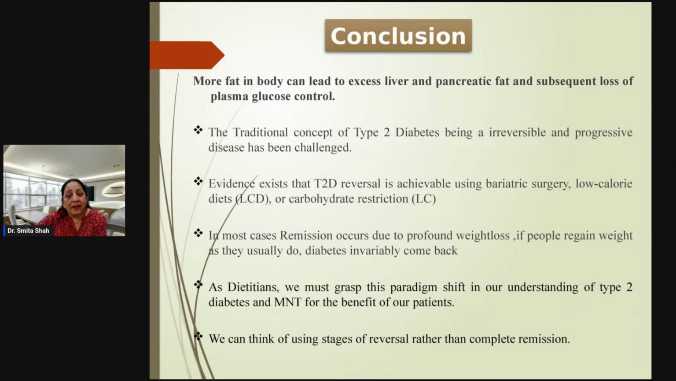The evidence exists that type 2 diabetes reversal is achieved using bariatric surgery, and for patients who do not go for bariatric surgery, the low calorie, very low calorie, and low carbohydrate diets will help. In most cases, remission occurs due to profound weight loss. If people regain weight, usually the diabetes eventually comes back. As dietitians, we must grasp the paradigm shift in our understanding of type 2 diabetes and medical nutrition therapy for the benefit of the patients, and we can see complete remissions.